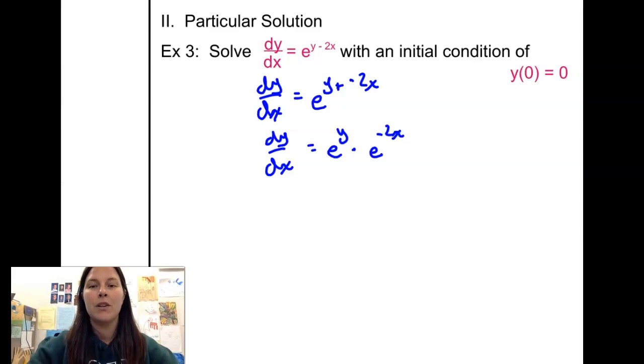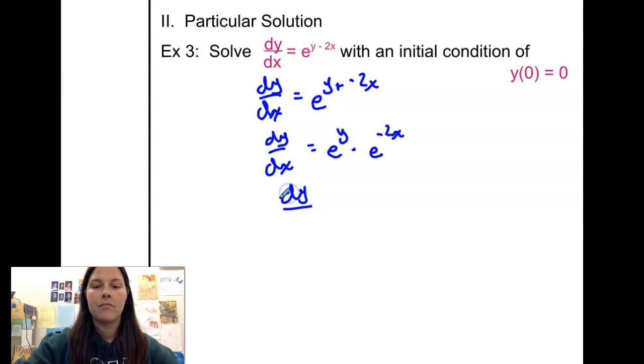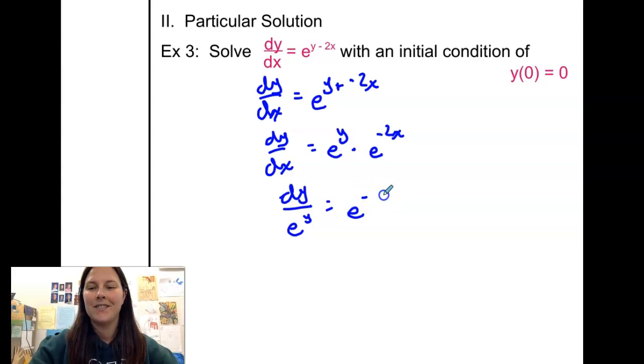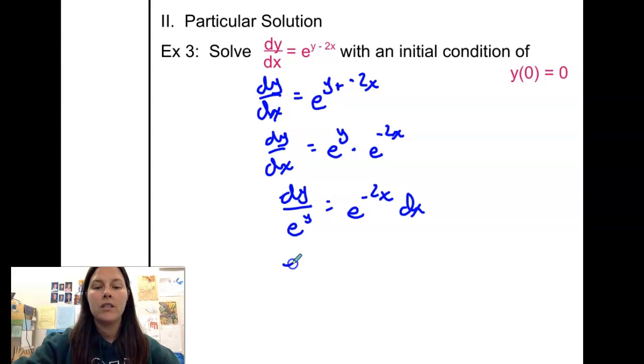Now it is possible for me to separate my variables. So I'm going to divide both sides by that e to the y and multiply both sides by the dx. Now to integrate this, I don't want that e to the y in the denominator, so I'm going to bring it to the numerator and just make that exponent negative.